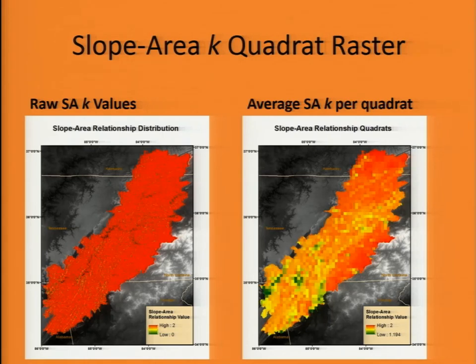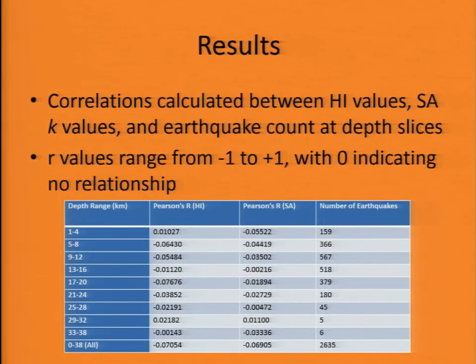And then we have our slope area K values quadrant raster. Again, you're not seeing too much on that left side. This one, I thought, had a much better pattern for analysis than the hypsometric integral did. You can definitely tell there are some very high clusters in the middle eastern section, as well as the upper section, with a trend of lower values right down the middle of the study area. So these were the results.